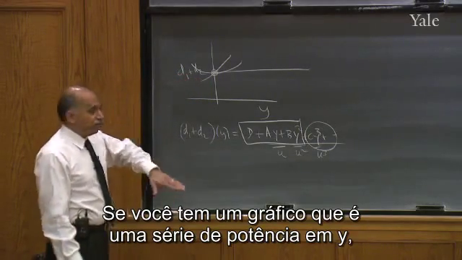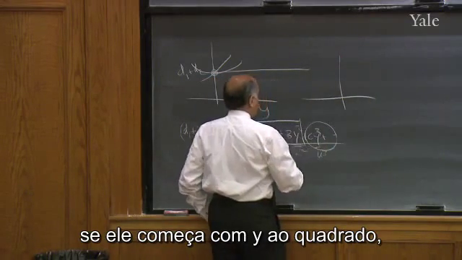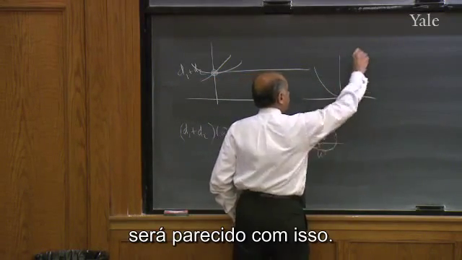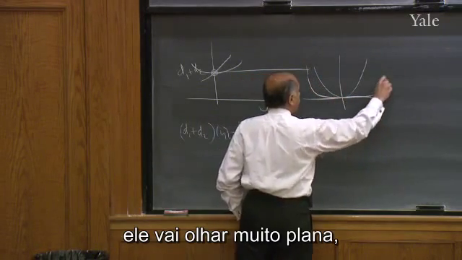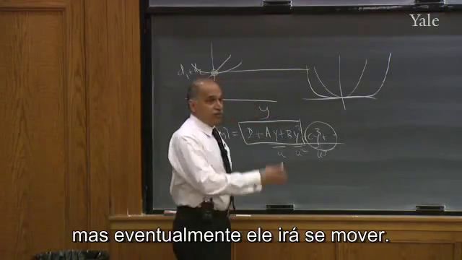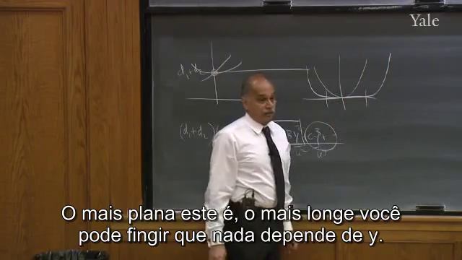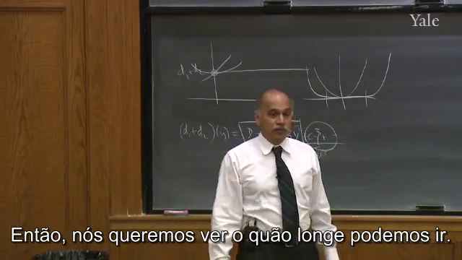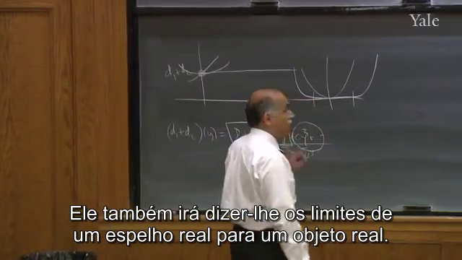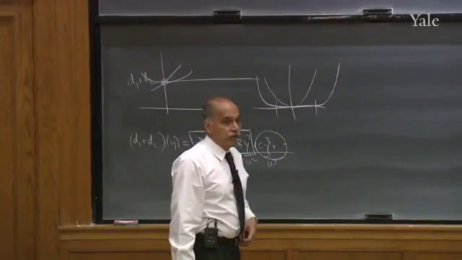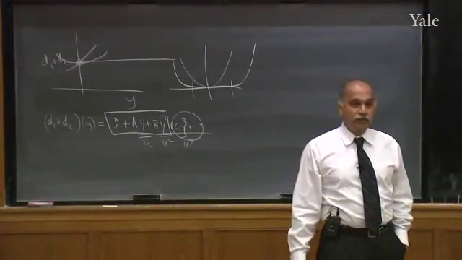You understand? If you have a graph that's a power series in y, if it begins with y squared, it will look like this. If the first non-zero term is y to the fourth, it will look very flat. But eventually it will move. The flatter this is, the further out you can pretend nothing depends on y. So we want to see how far we can go. That's the purpose. It'll also tell you the limits of a real mirror for a real object. Any questions on the calculation I'm about to do?